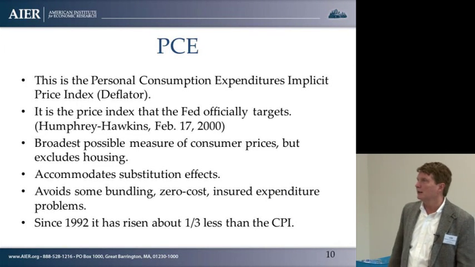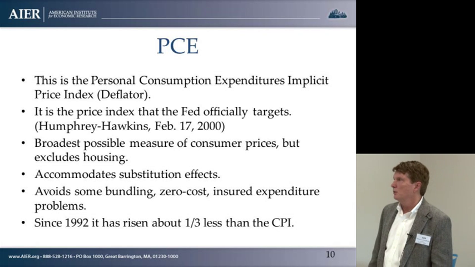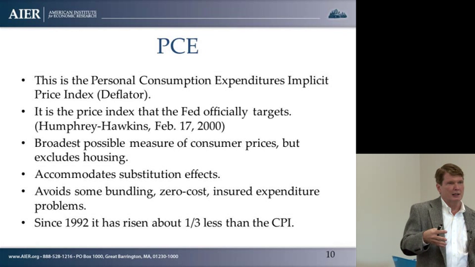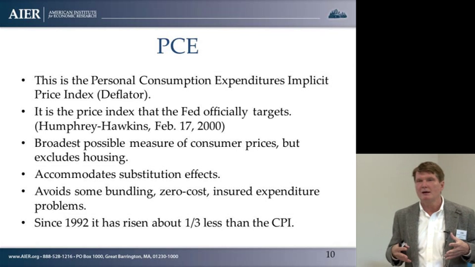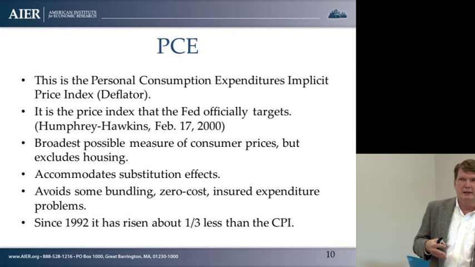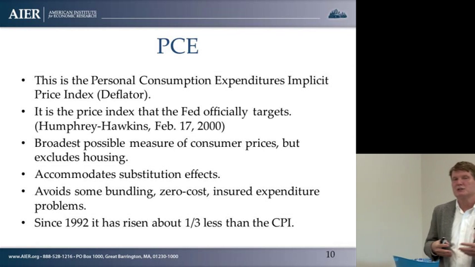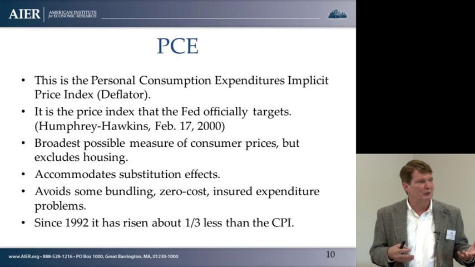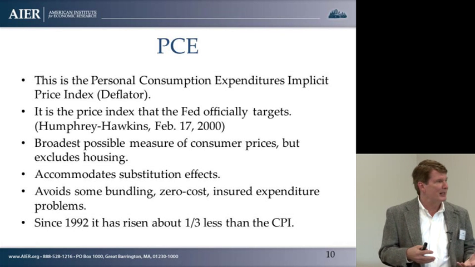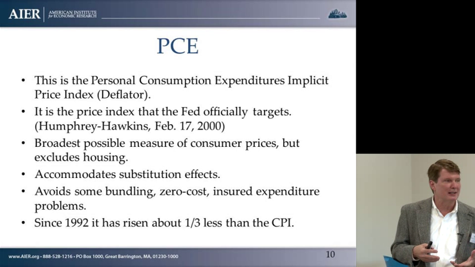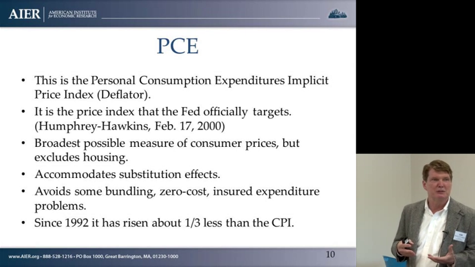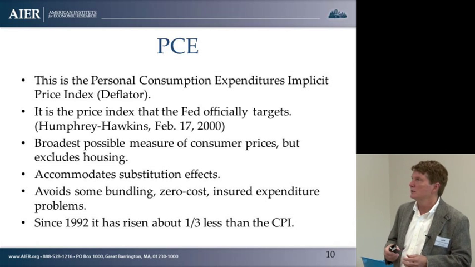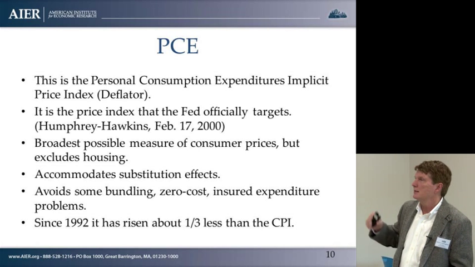It also avoids some bundling issues, bundling zero cost issues, where a bank will offer a bundle of services, some of which are unpaid, but they're covered by other things that you do. Like you let the bank hold your deposit, but they'll give you free checking, so you're receiving less interest in order to get free checking. But it doesn't show up as a price. You're getting checking. You're not paying an explicit price for it, but as part of the bundling, you are in effect paying for it. So there's all sorts of bundling issues that you would not capture in a CPI.